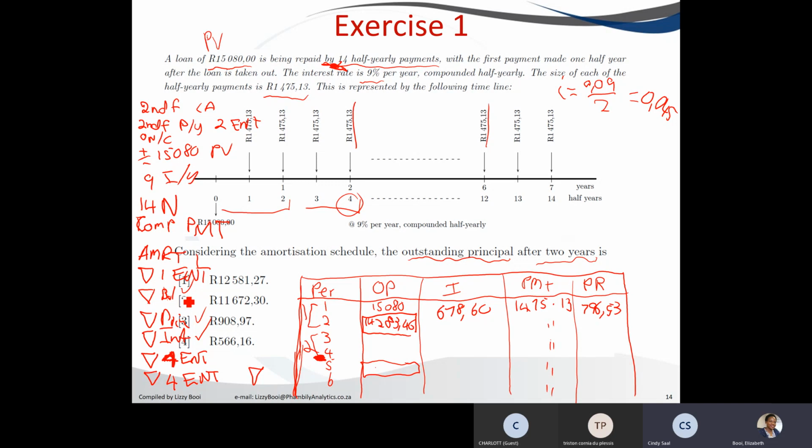And then press down arrow again. Yes. And then press 4. And then press ENT again. Okay. And then press down arrow. That is the answer you are looking for. Okay, so that's 11672.29. That's right. That will be your outstanding principal after 2 years, which is your balance after 2 years.